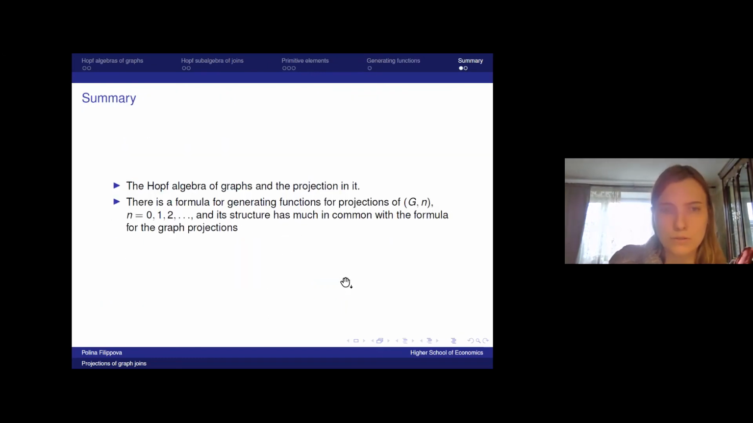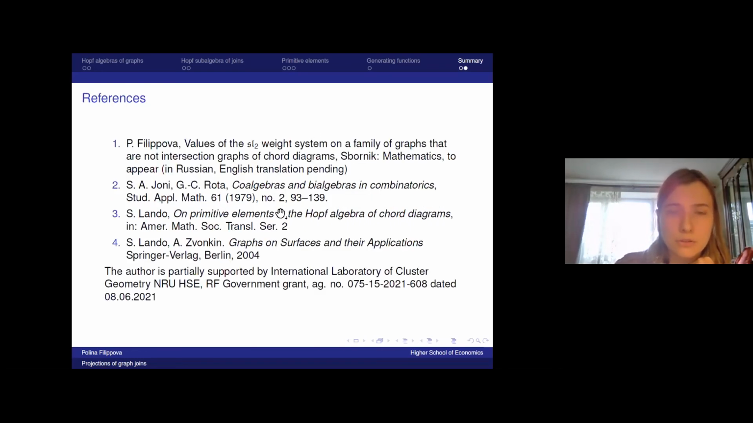So we spoke about the structure of Hopf algebra and about the primitive elements, and presented a formula which allows to make computation easier, and has much in common with the formula for the projections. This is some literature. This formula is to appear in the first paper.